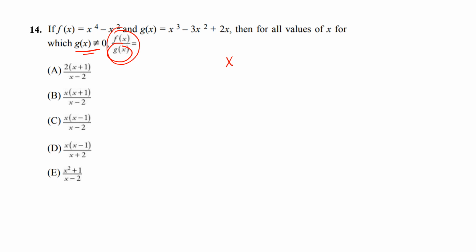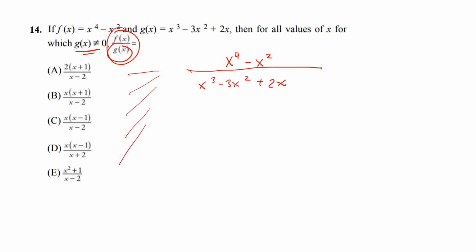They're trying to say f of x, which is simply x to the 4th minus x squared, we can just replace it, divided by g of x, which is x cubed minus 3x squared plus 2x. We're basically trying to simplify it, right? And it's going to end up one of these answers here.